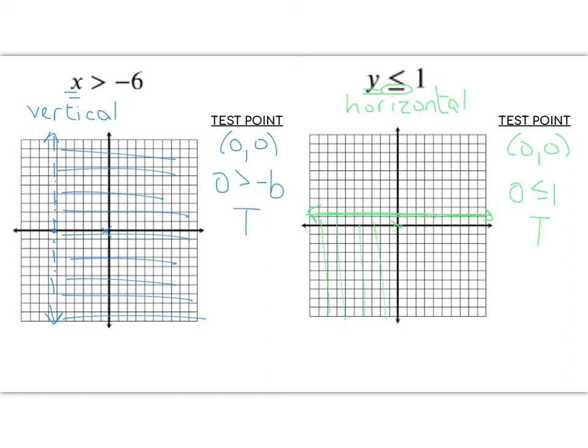So I'm going to shade, and by shade, I mean draw these little lines like this. Do not draw it in solidly. And that whole, we call it a half plane, is the solution to this linear inequality.